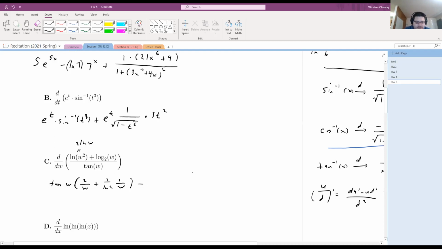The second half says copy down the numerator times the derivative of the denominator. So just copy down log 2 of w, and then the derivative of tangent, which hopefully you can recall is secant squared. And this is all over the denominator squared, so this is going to be over tangent squared w.